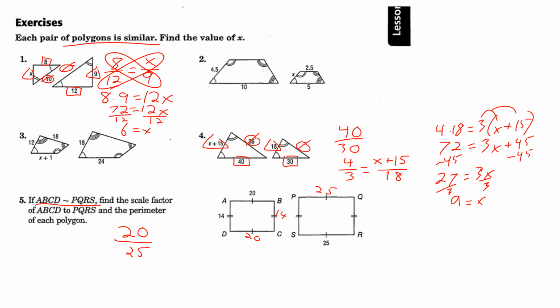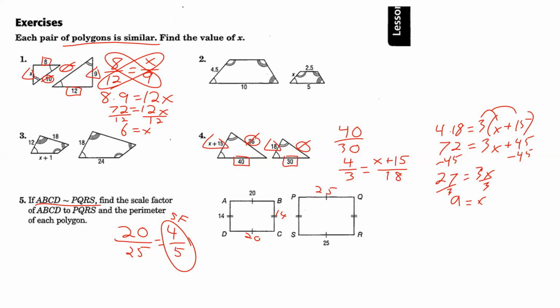All right. This one we can simplify. Both those are divisible by 5. So this becomes 4 over 5. This is our scale factor for that diagram. All right, that's our scale factor. So they're in a ratio of 4 to 5.